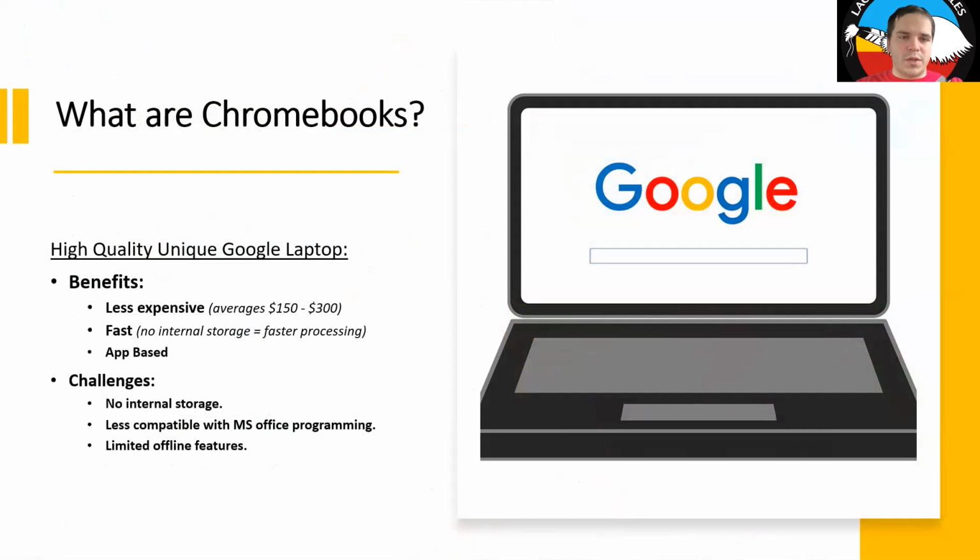So first off, what are Chromebooks? Chromebooks are a high quality laptop that is quite a bit less in price. Some of the benefits of Chromebooks are, again, they are less expensive. The average cost is about $150 to $300, which when you're talking about the world of laptops, is not an incredibly high amount. They're fast because there's no internal processing unit inside the computer. It all runs on a cloud, and so it doesn't get slowed down by a bunch of storage or data or anything. It typically keeps its speed.